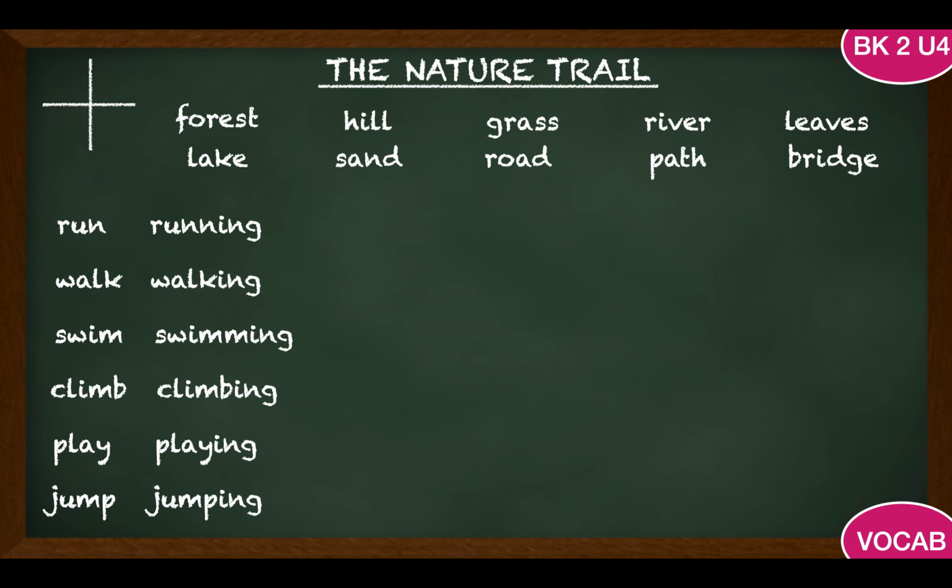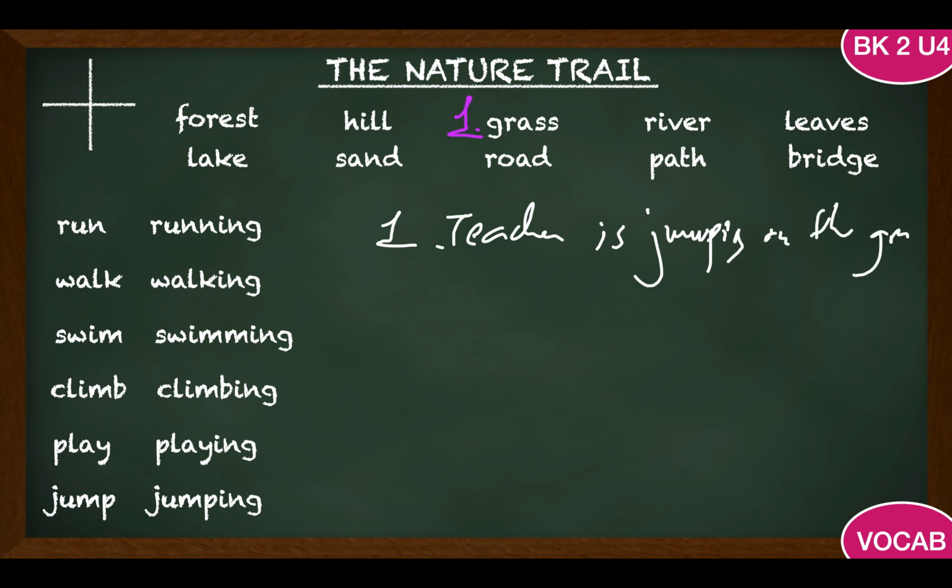Now I'm going to delegate. So I'm going to write it down like this, and I'm going to say, all right, number 1. Boys and girls, teacher, I'm sorry, take that back. I'm going to write down number 1. Boom. Boys and girls, number 1. Teacher is, let's say, teacher is jumping on the grass. Okay, boom, now we've got a sentence.